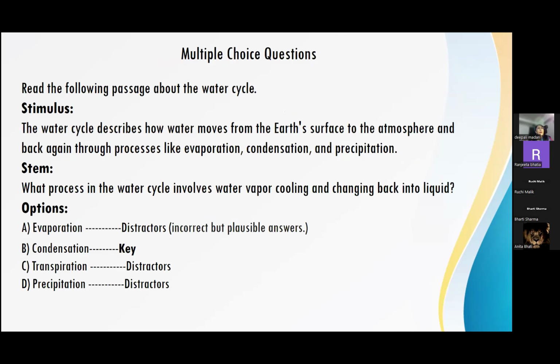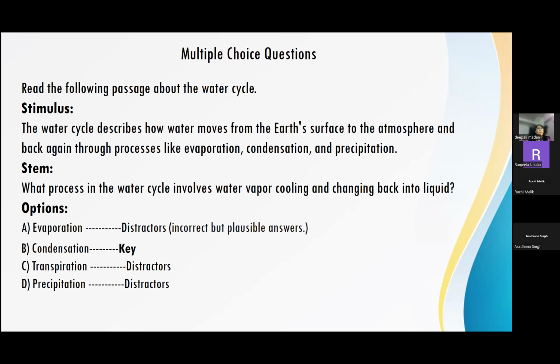Now we move to the multiple choice questions. Lots and lots of multiple choice questions have been included in our plan nowadays. And first of all, I would like to explain the terminology that is related to multiple choice questions. So firstly, what is given is the stimulus. The water cycle describes how water moves from Earth's surface to the atmosphere and back again through processes like evaporation, condensation, and precipitation.